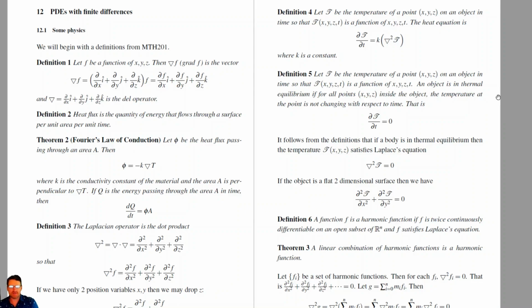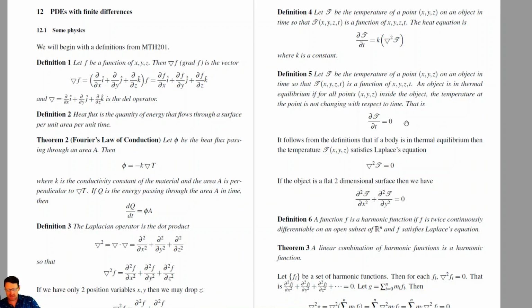All right, definition 5. Let T be the temperature of a point x, y, z on an object in time, so that T of x, y, z, and t is a function of those letters. We say that an object is in thermal equilibrium if for all points inside the object, the temperature at the point is not changing with respect to time. And so that is, the rate at which the temperature changes with respect to time is equal to 0.